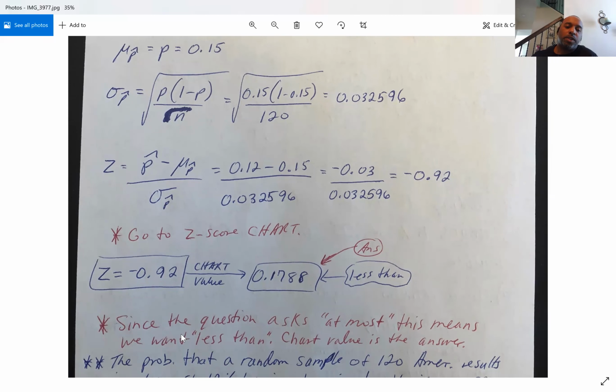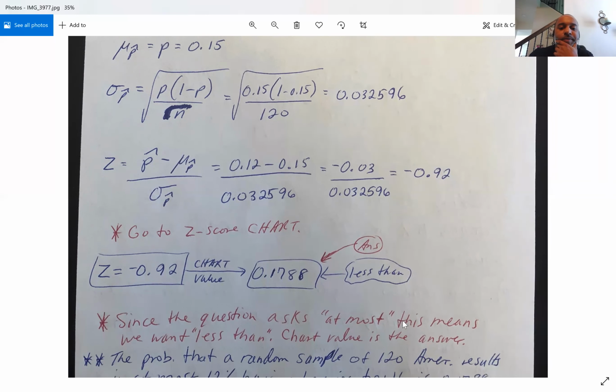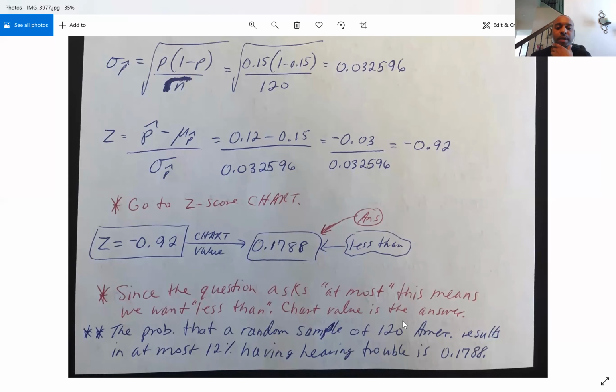All right. Since the question asks at most, this means that we want less than. When you say at most, you say at the most is this value, and then you want everything else under it. So that's less than. If it says at least, then you're saying at least this value and everything greater than it, so that will be greater than. But we're talking about at most, so at the most this value and everything under that, which means less than. So the chart value is going to be our answer. The probability that a random sample of 120 Americans results in at most 12% having hearing trouble is 0.1788.